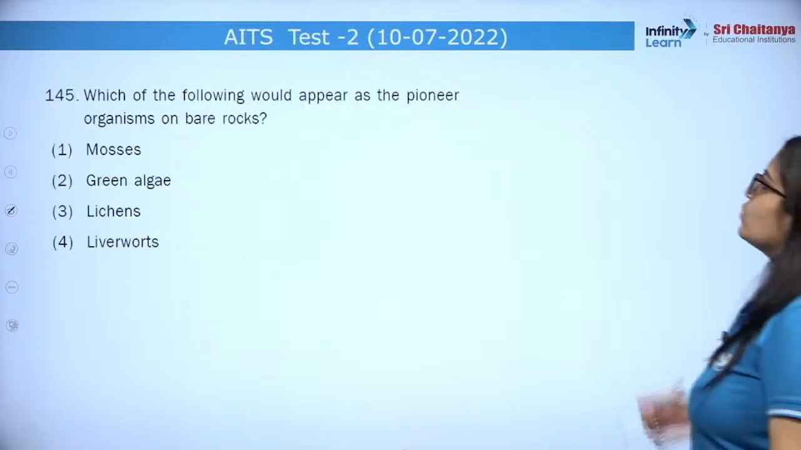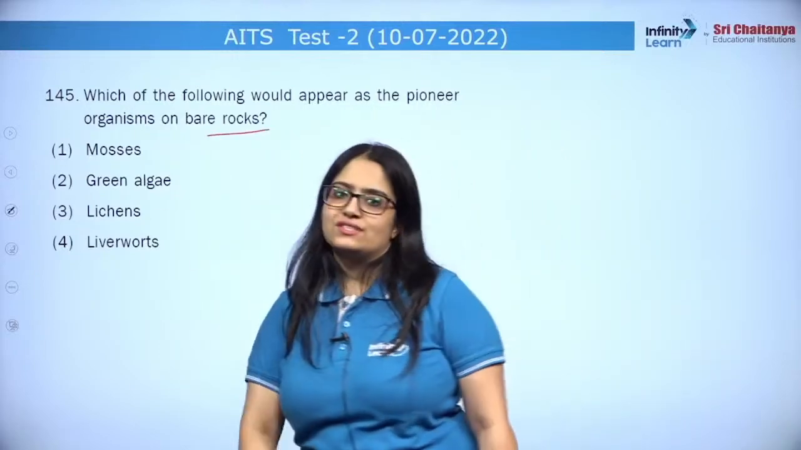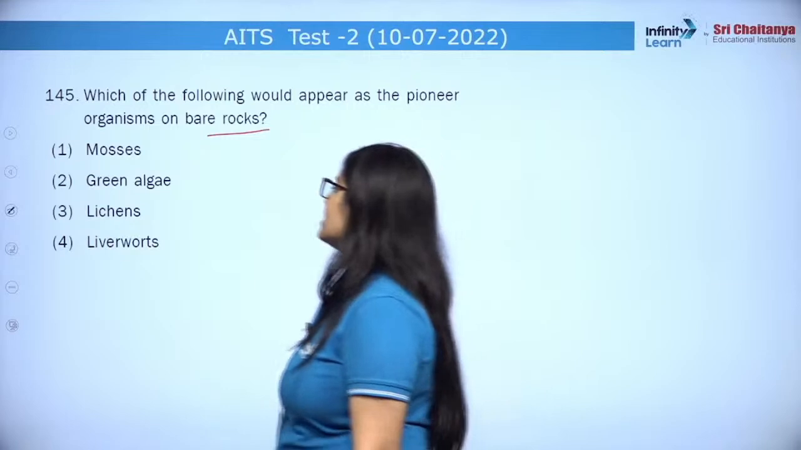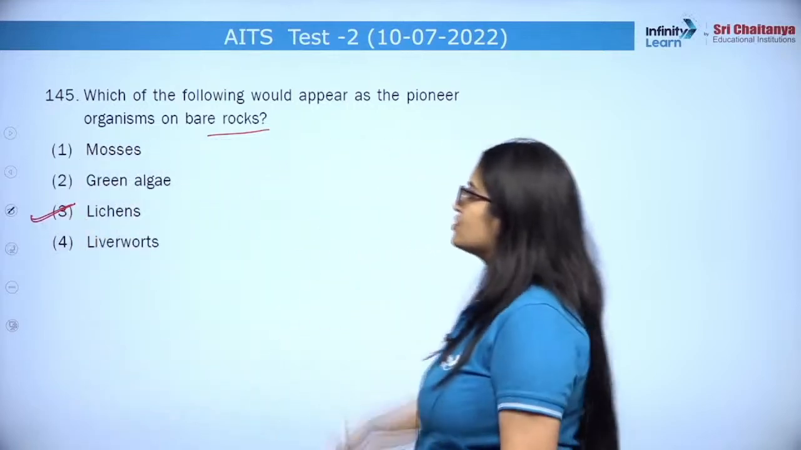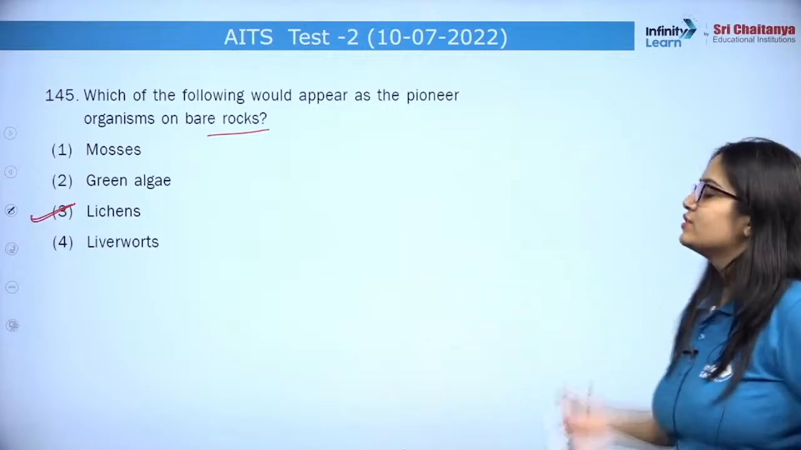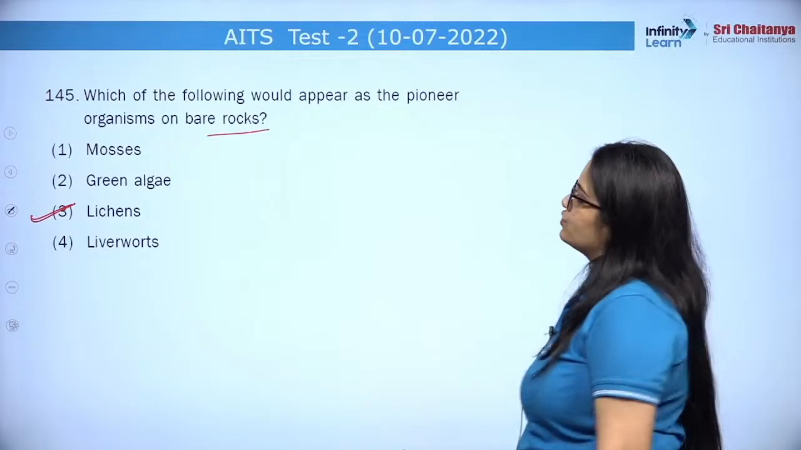Which of the following would appear as the pioneer organism on bare rock for the succession? None other than lichens. First lichens, then mosses, then all these things will work, my dear students. So first who will come? First lichens will come.